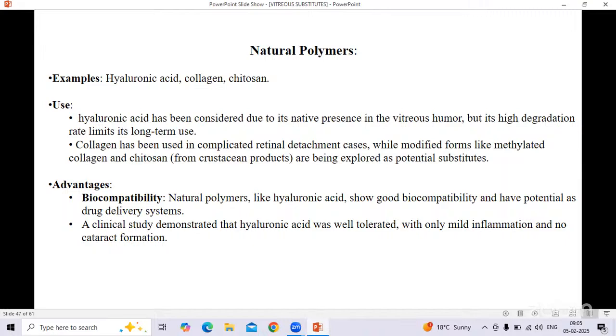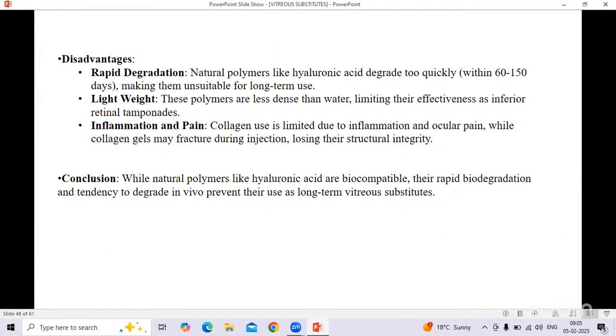Advantages, they have better biocompatibility, and a clinical study demonstrated that hyaluronic acid was well tolerated with only mild inflammation and no cataract formation. Disadvantages are their rapid degradation and light weight, so they have a limiting effect in inferior retinal tamponades, and the inflammation and ocular pain is less.